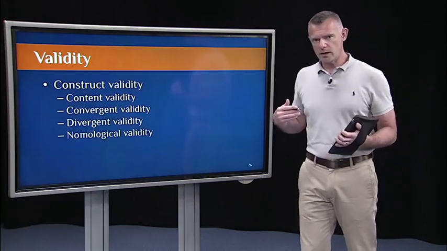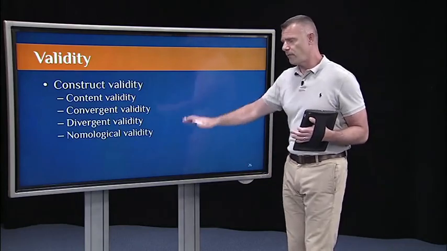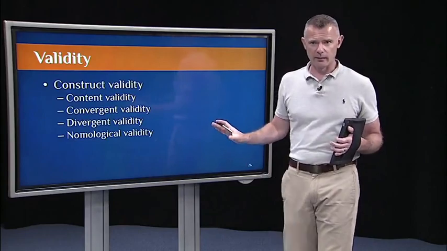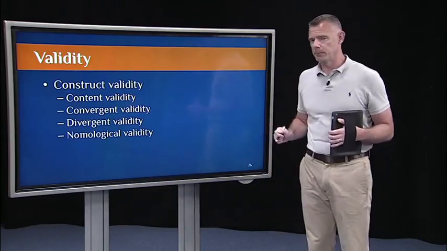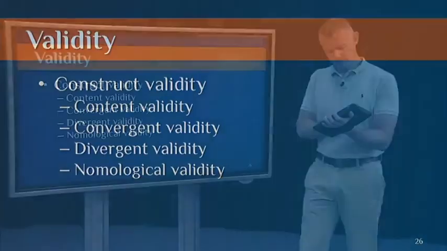So how do we evaluate the validity of a construct? Turns out there are four main categories to look at when you're looking at construct validity. First is content validity, then the next two go hand in hand, convergent and divergent validity, and finally, nomological validity.